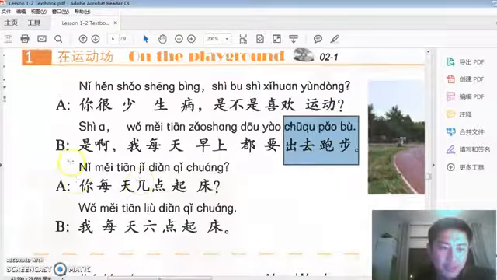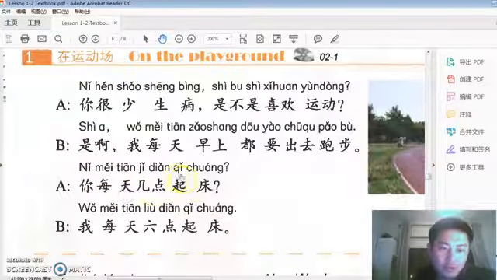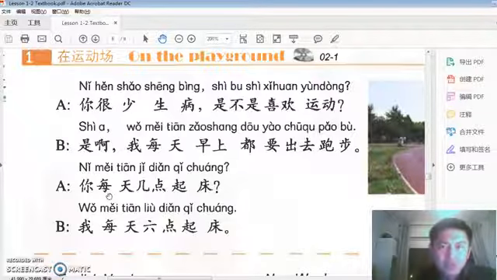Then he says 你每天几点起床? 起床 again, get out of bed. How many o'clock? Every day. So every day, what time do you get up? This every day sounds a little bit strange, right? So you don't really do that in English. But in Chinese, yes. So every day, or it really means almost every day. Generally, every day means generally.